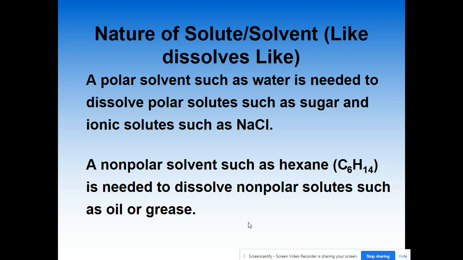So that's an example of like dissolving like. Turpentine or hexane are very nonpolar. They're going to dissolve things like oil and grease very well. So water won't work in that situation.